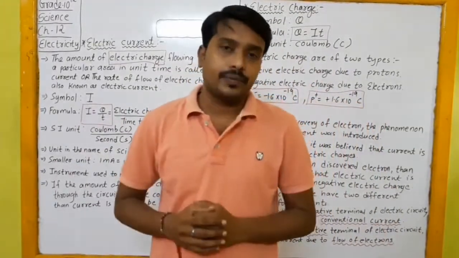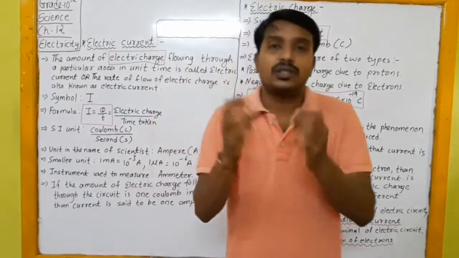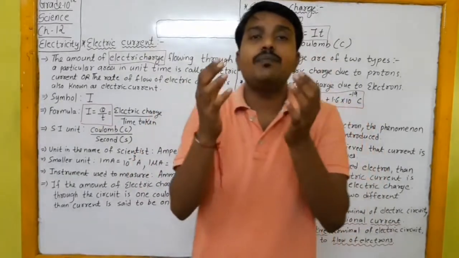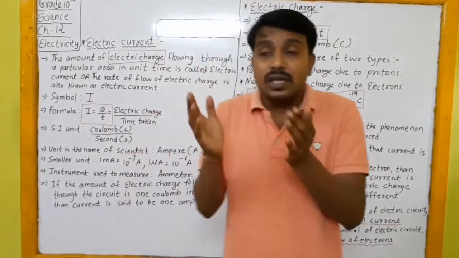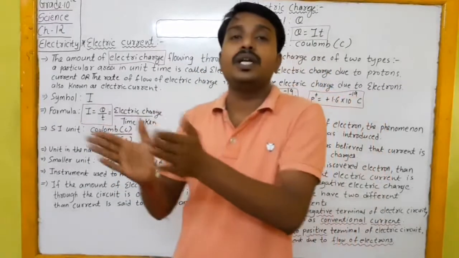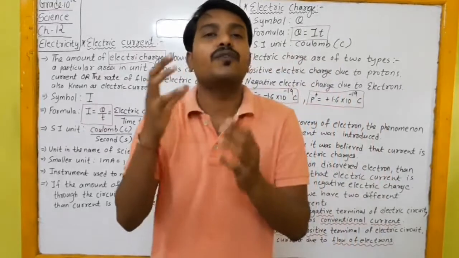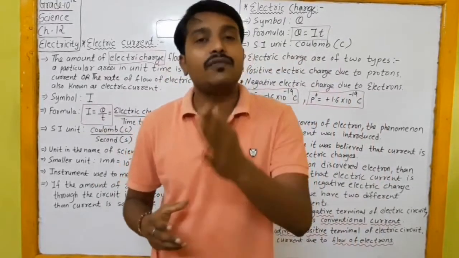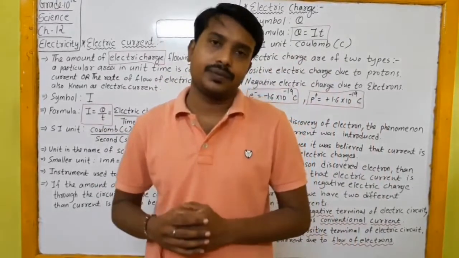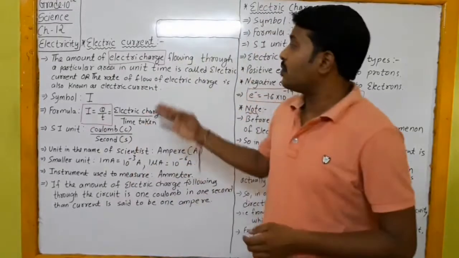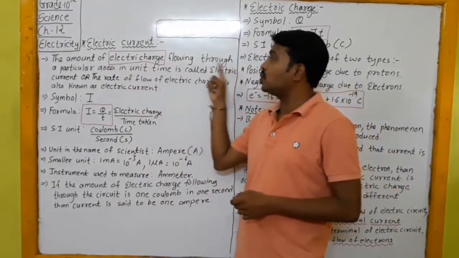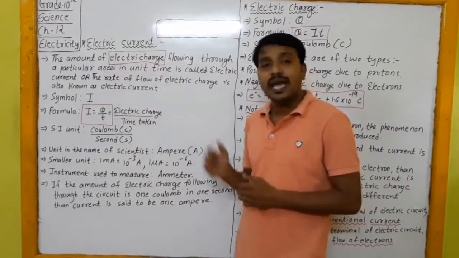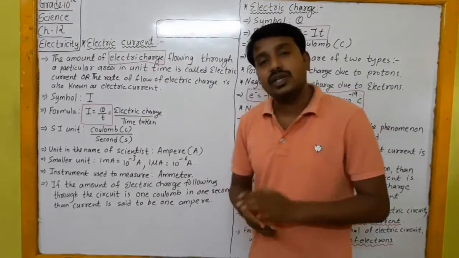In a similar way, when the electric charges, the positive and negative electric charges we are having, when such electric charge flow in a particular direction, a flow of current is created, and that flow of current is your electric current. Okay, so as a definition you can see the amount of electric charge flowing through a particular area in unit time is called electric current.